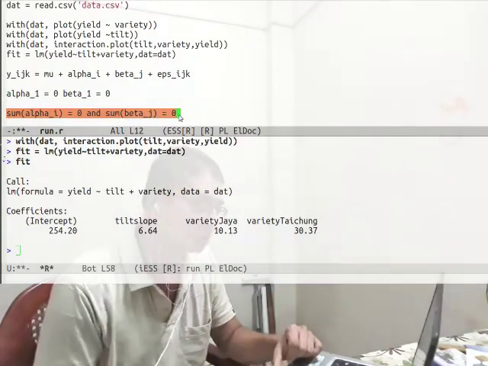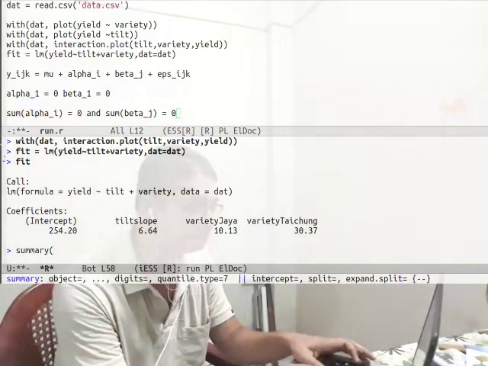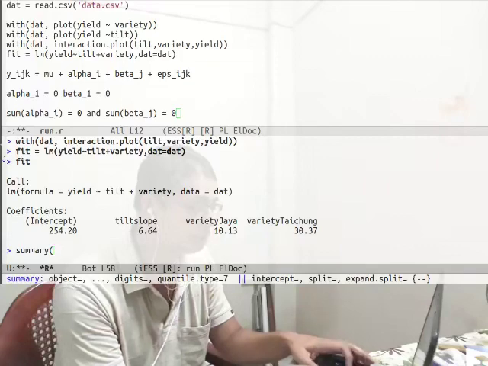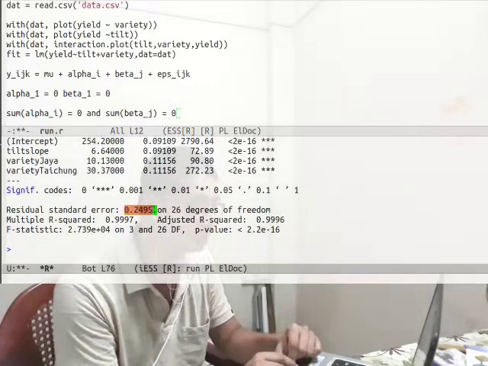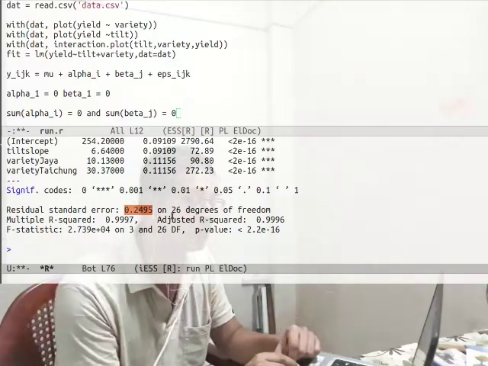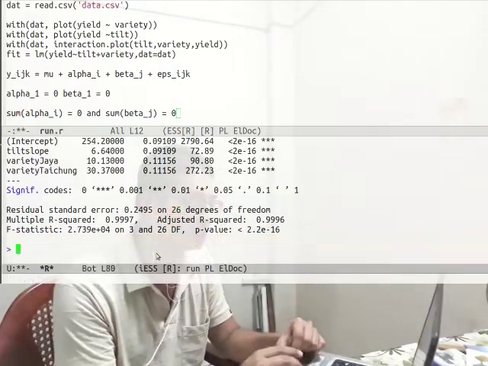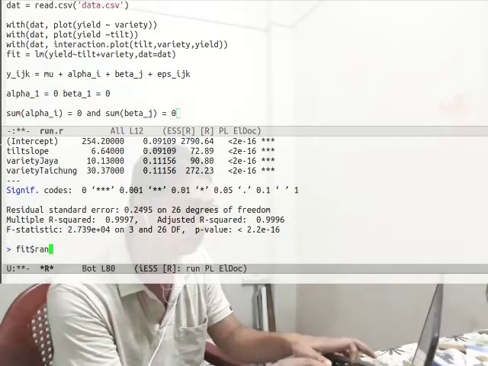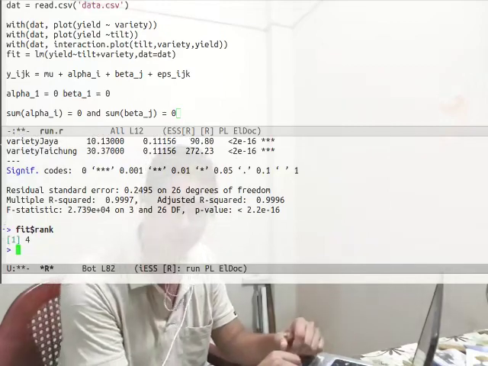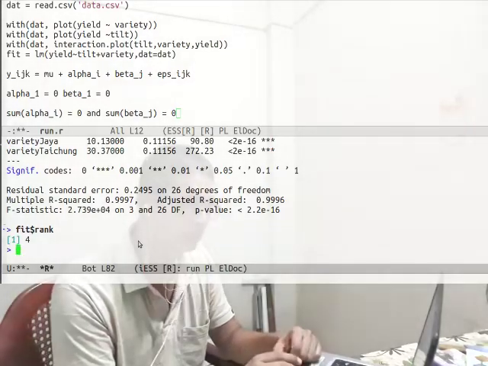these constraints. Now it will be a good idea to take a look at the estimated sigma square. It will report it as residual standard error, which is 0.2495, that is sigma hat, square root of sigma square hat, and this 26 is n minus rank of X. You can try to find the rank of X. Let's just try fit dollar rank, and rank is 4, that is the rank of X, and n is 30, so 30 minus 4 is 26.